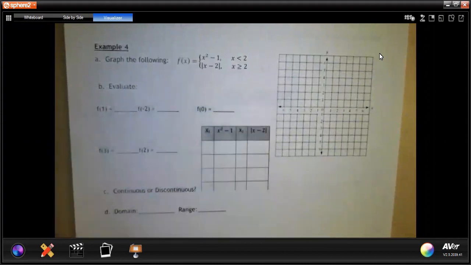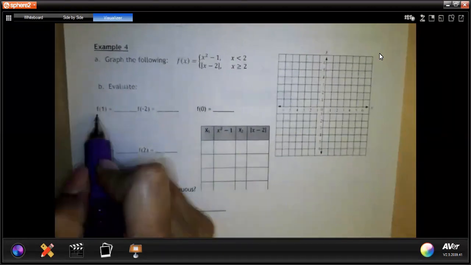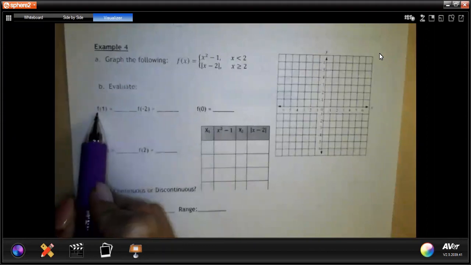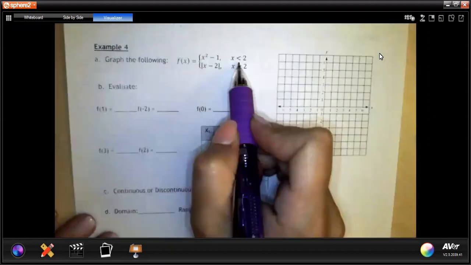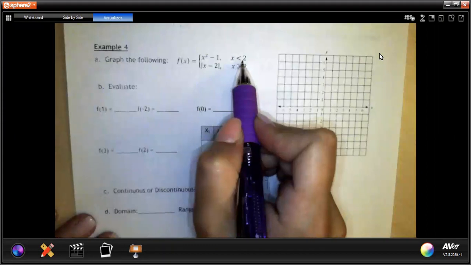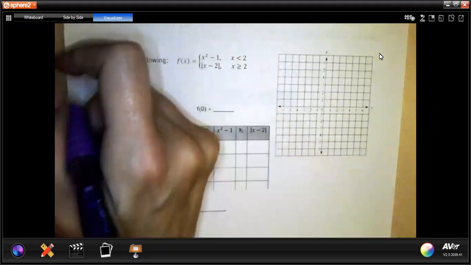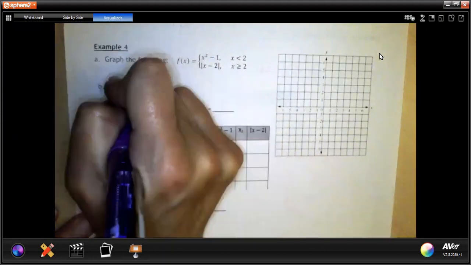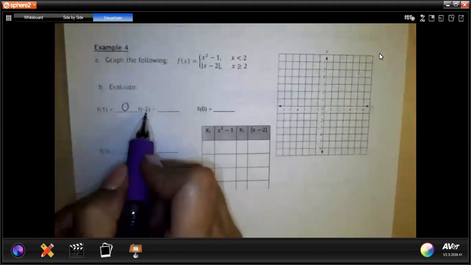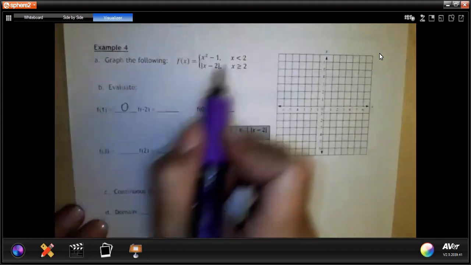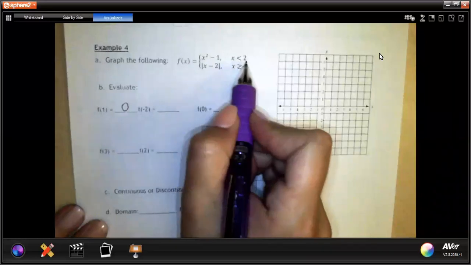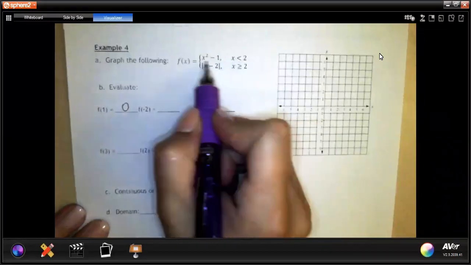First thing I'm going to show you is how to evaluate the function, because that's going to help you realize what's going on here. So remember when we say f of 1, we are saying x is 1, what is the value of the function, our y? In the case of 1, that is less than 2. So that's going to be found on this graph right here, that x squared minus 1. And so 1 squared minus 1 is 0. f of negative 2 is also in this domain. Negative 2 is less than 2. So we would use this equation again.